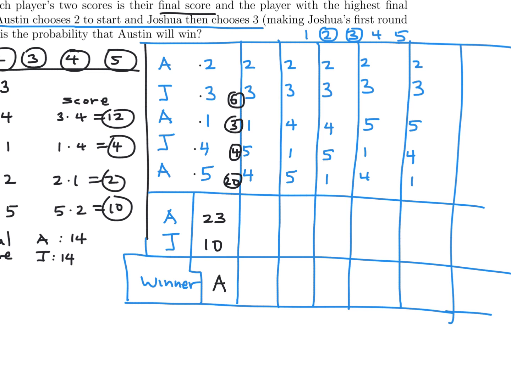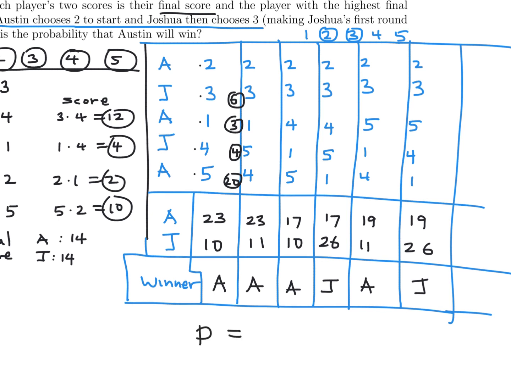Got it? And then pretty much you're going to do the same for everything else, and I'm certain you can. So I don't need to talk you through it. I'll just fill in the numbers. And you guys can definitely do that on your own to verify that these numbers are correct. And the winner looks like Austin, Austin, Joshua, Austin, and Joshua. So the probability of Austin winning looks like 4 of the 6. So 2/3 in lowest terms.